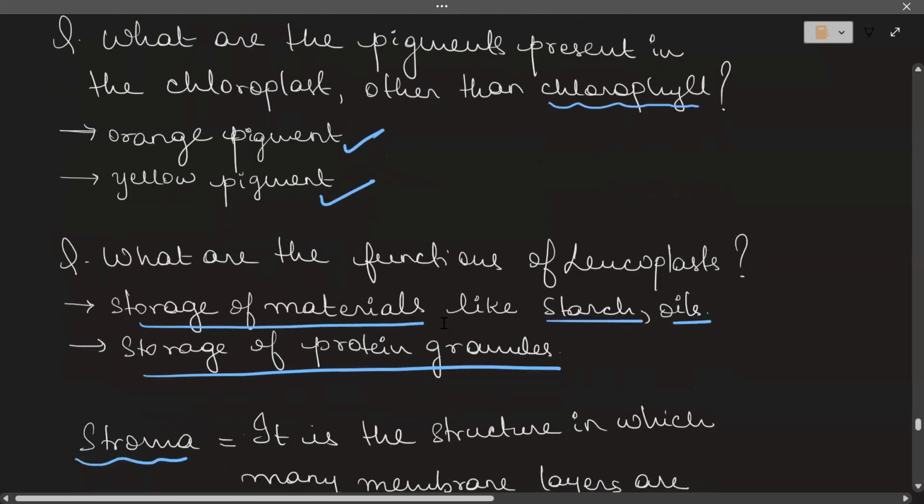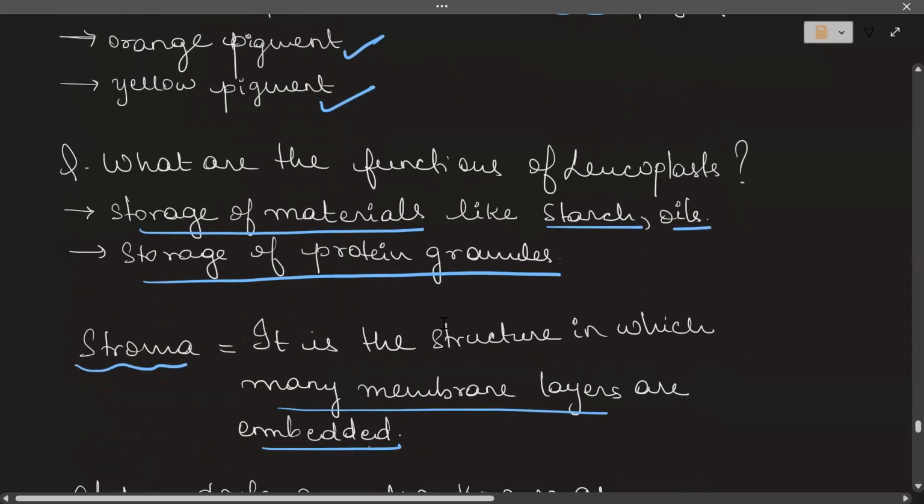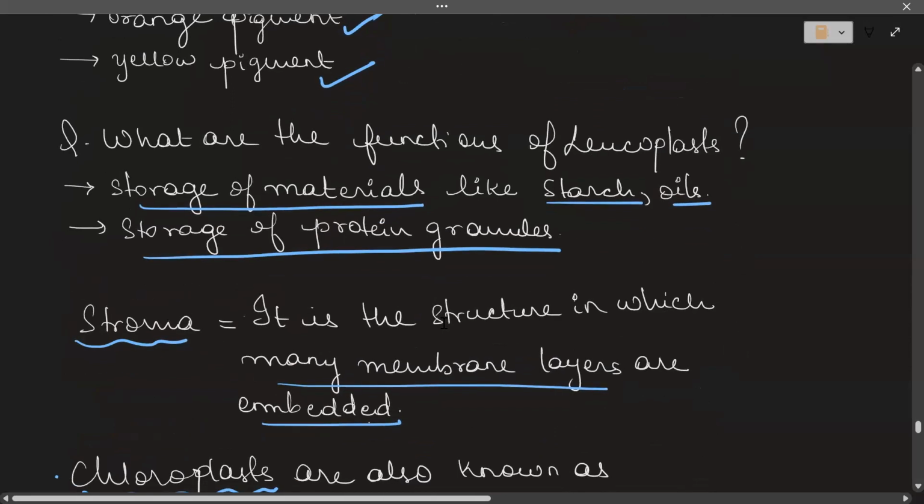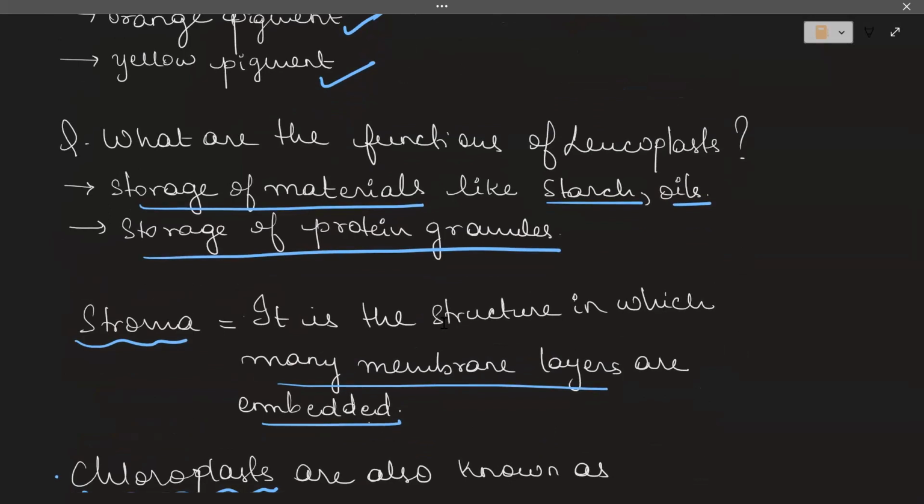Now, let us see what the functions are. Talking about the functions of leucoplasts, leucoplasts are responsible for the storage of materials such as starch and oil, and they also store protein granules. So apart from storing starch and oils, they store the protein granules.